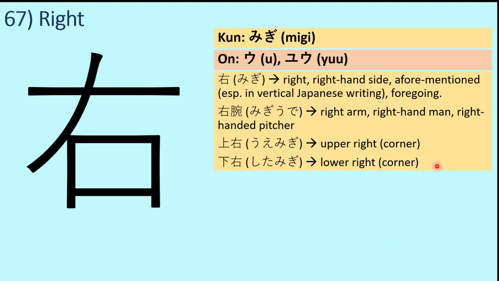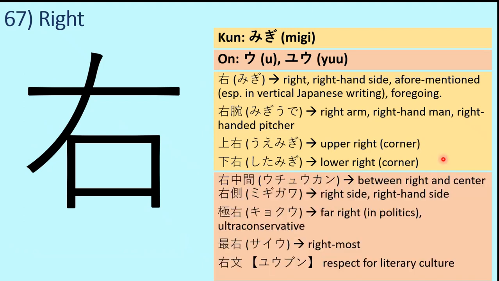Then we have migi ude, which means right arm, right hand man, or right hand pitcher. We have migi ue, which means upper right corner, and shita migi is lower right corner. In onyomi, we have uchukan, which means between right and center.